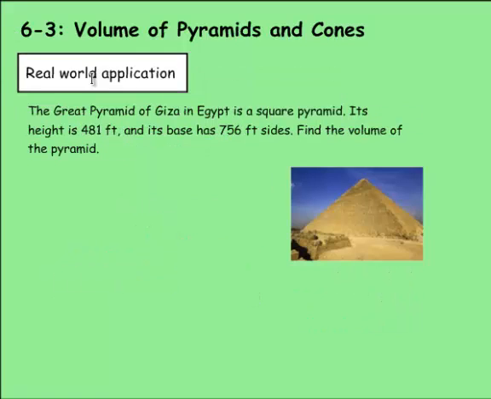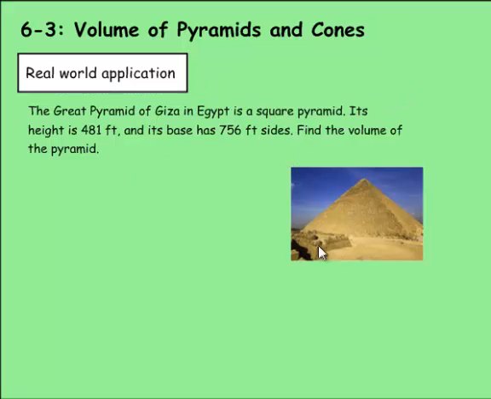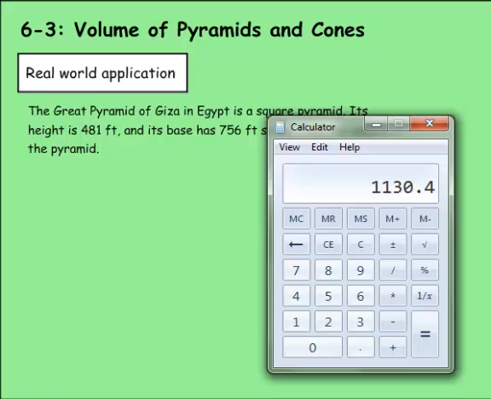Let's do a real-world application. It says the Great Pyramid of Giza in Egypt is a square pyramid. Its height is 481 feet, and its base has 756-foot sides. So it says find the volume of the pyramid. So since this is a square, this is 756 feet. This side is 756 feet. So that would be the base.